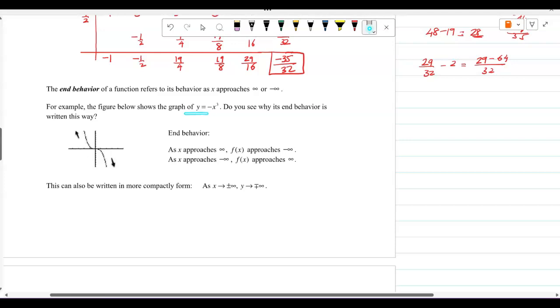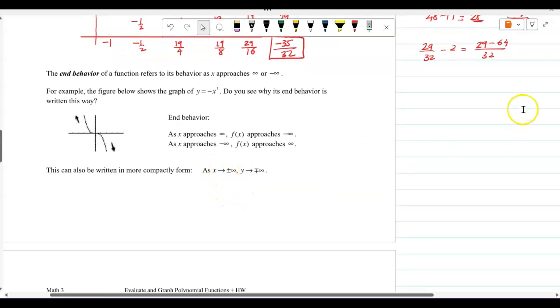The figure shows a graph of y is equal to minus x cube. If you see the end behavior, as x goes to infinity, your function will go to minus infinity. It means it's going further and further down. And as x goes to minus infinity, y goes to infinity. So this is how you write it, basically, in short. Approaches means you put this arrow. This arrow means it approaches.